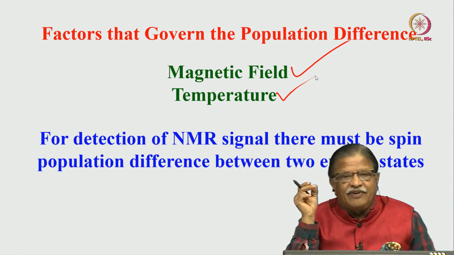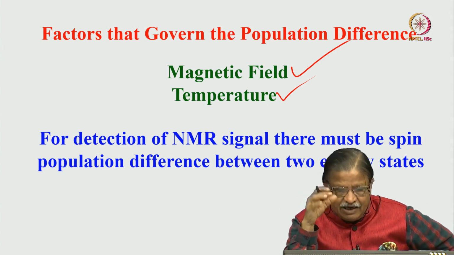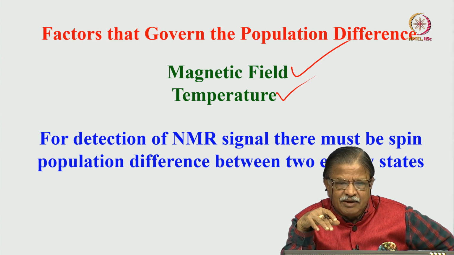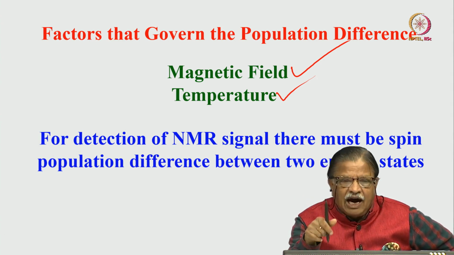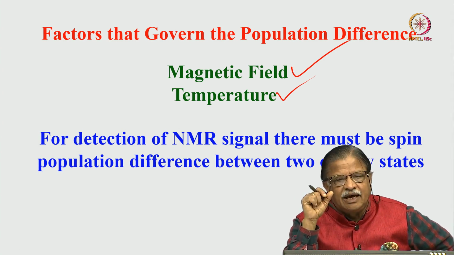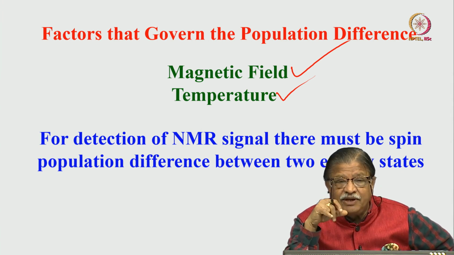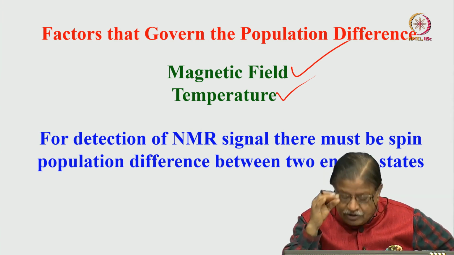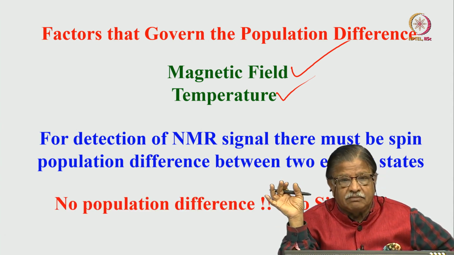For detection of NMR signal, there must be a spin population difference, I told you. When I calculated the energy population, I wrote the two energy states. What are the populations in the alpha and beta states? I said there is a little excess of population in the ground state, or the lower energy state, and there is a difference in population. This is essential to see NMR. No population difference means no NMR.